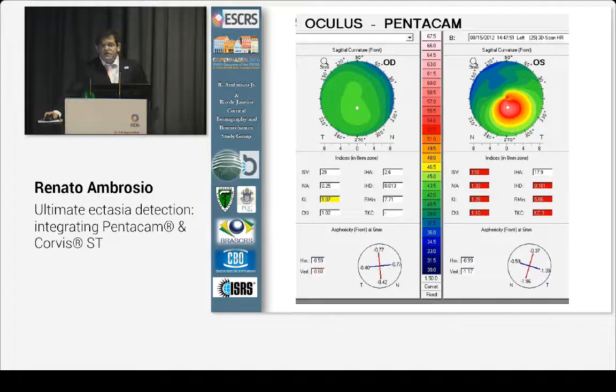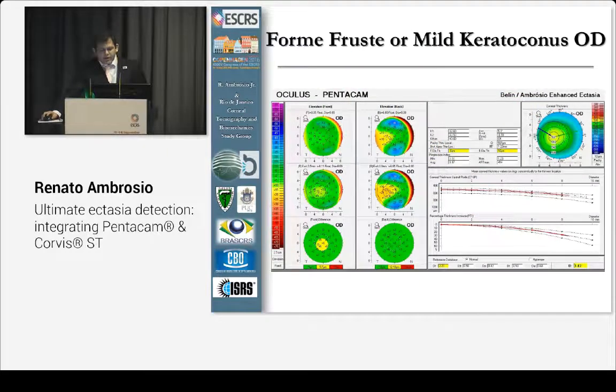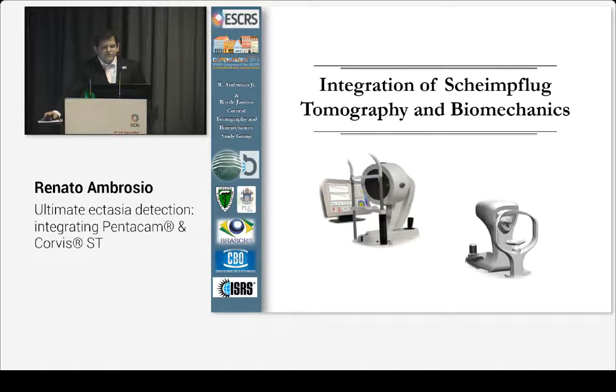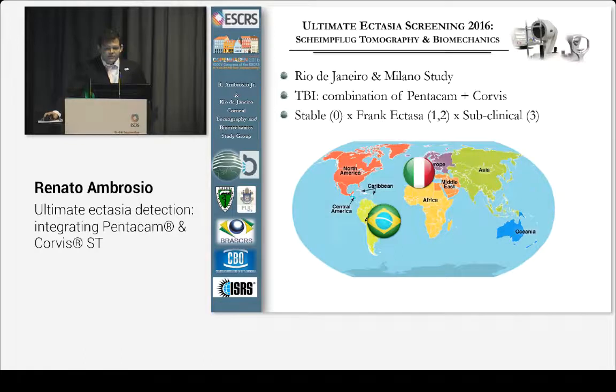Some of these cases are truly unilateral cases of ectasia, but we need to get the sensitivity in some of these cases. However, if you just go for the D, you have about 80% sensitivity for those fellow eyes. The integration of Scheimpflug tomography and biomechanics is definitely what we think is the future and actually the current present for the ultimate screening. So I'm very glad and honored to have done this study with the Vinciguerra family, and the TBI is the combination of Pentacam and Corvis.